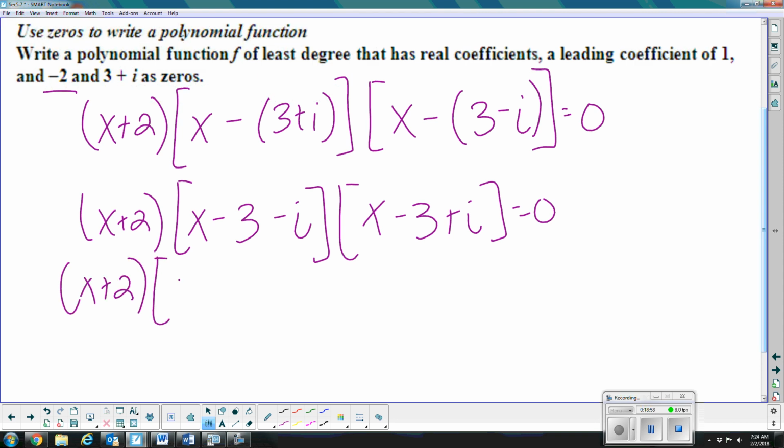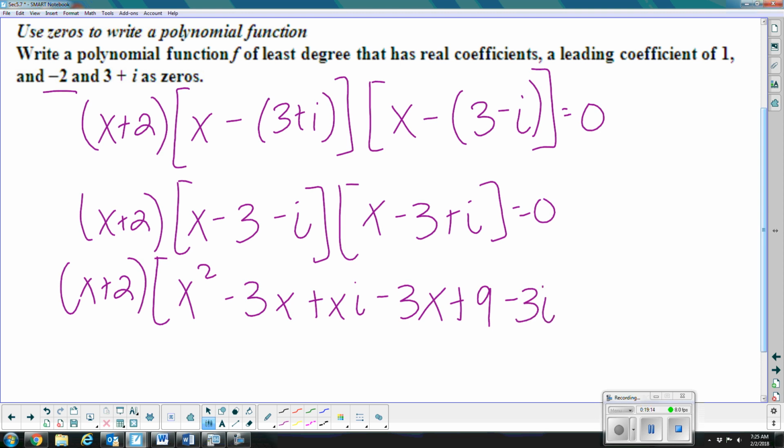So x times x is x squared, minus 3x, plus xi, minus 3x, plus 9, minus 3i, minus xi, plus 3i, minus i squared.